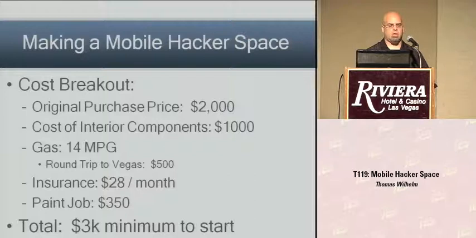The original purchase price was $2,000. The cost of the interior components, and I'm not talking about the paint jobs or anything like that, just the things that you need to have up and running, and it doesn't necessarily include the equipment either: the shelving units, the panels, things like that, the nuts and the bolts, the flooring, that broke out to about $1,000. I get about 14 miles per gallon for gas, as I mentioned, round trip, $500. Insurance for me is $28 a month. It'll actually drop a lot more in about 5 years because it goes into that antique category, and there's a whole different category for a lot of that.